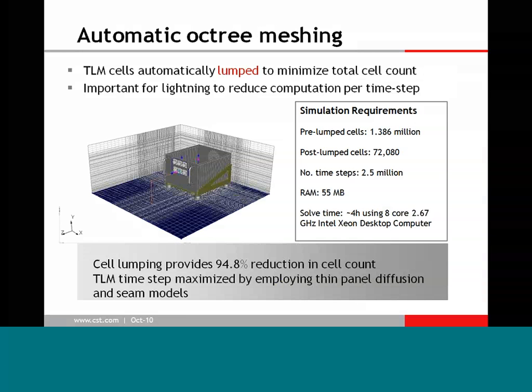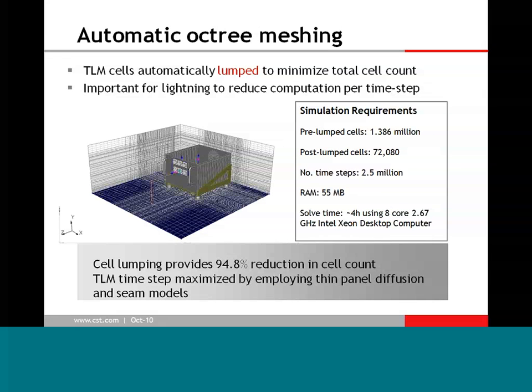For this kind of problem, we may still wish to refine the mesh to capture some of the geometric features. So the hexahedral mesh will refine in different regions, but a feature called lumping can be used to lump the fine cells together into bigger cells as we move away from those boundary conditions. So the background mesh uses about 1.38 million cells, but through this lumping process, that's reduced down to 72,000 cells.